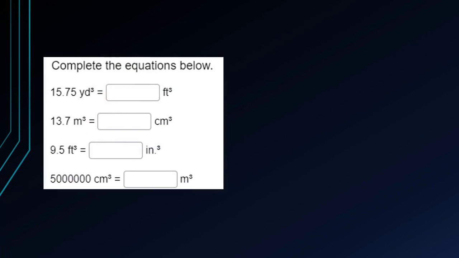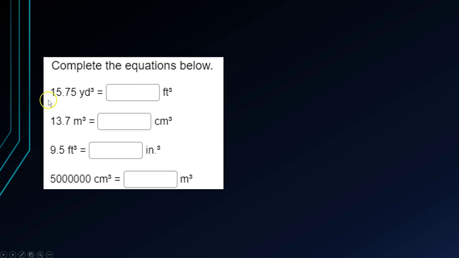In the following example, you were asked to do some unit conversions, but now you're dealing with cubic units. The procedure is identical to what you did for square units, and almost identical to what you would do for basic standard units. So starting with 15.75 cubic yards, if I want to convert that to cubic feet, I'm still going to keep aware of the fact that there are 3 feet in a yard.